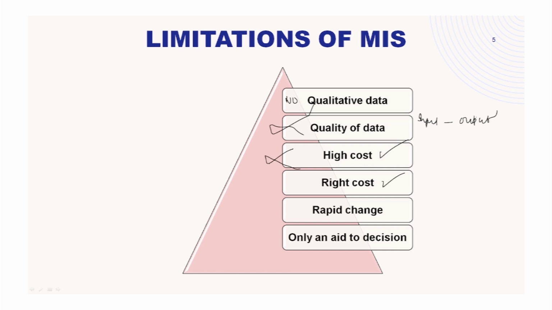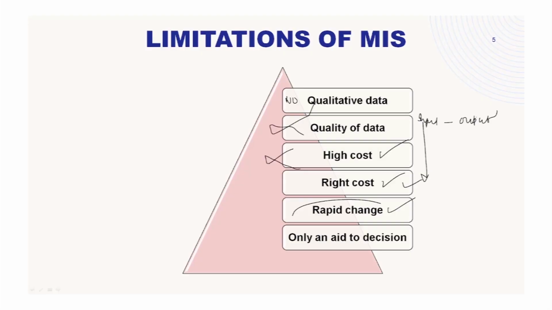Right cost, it means sometimes the use of the MIS software may not justify the cost it comes at, if it is not appropriately used. Like if you have installed the MIS software, but at the same time the input data is not so good, so there is no relevance of using the MIS. Rapid change: because of the change in the external factors, the software does not give you the ready-made decision towards the updated information. So this also becomes one of the limitations.